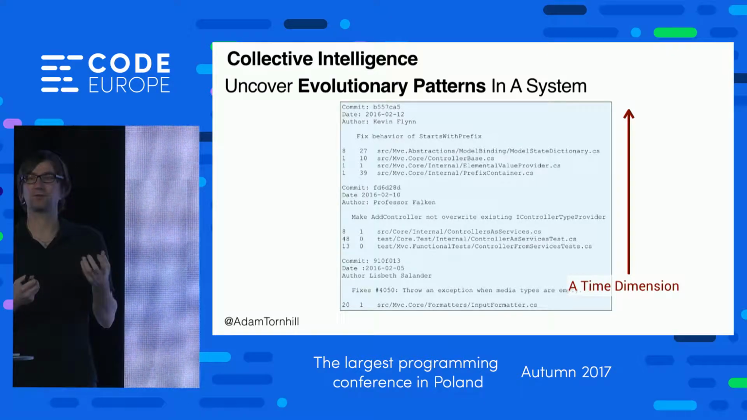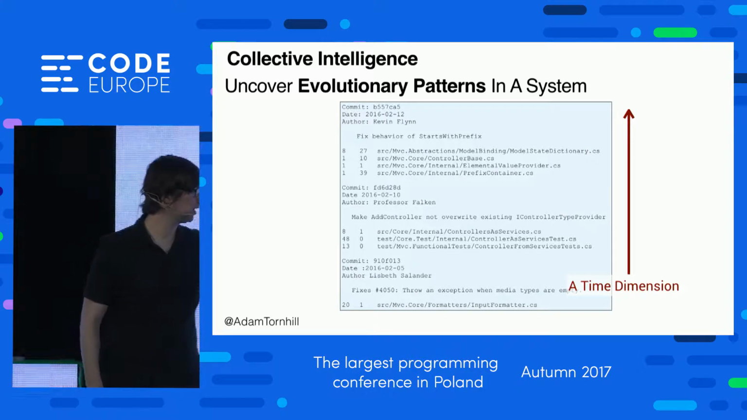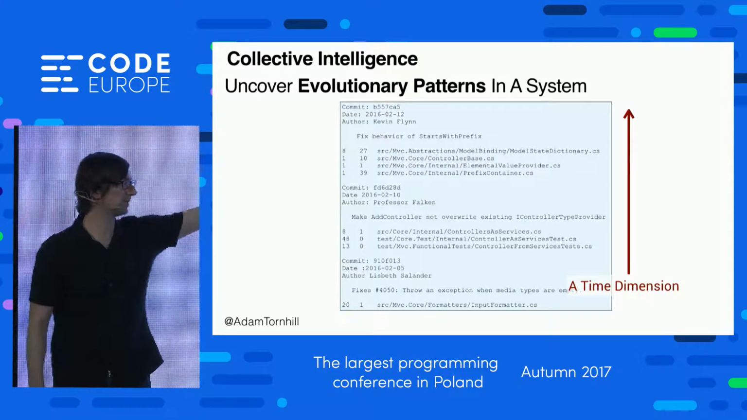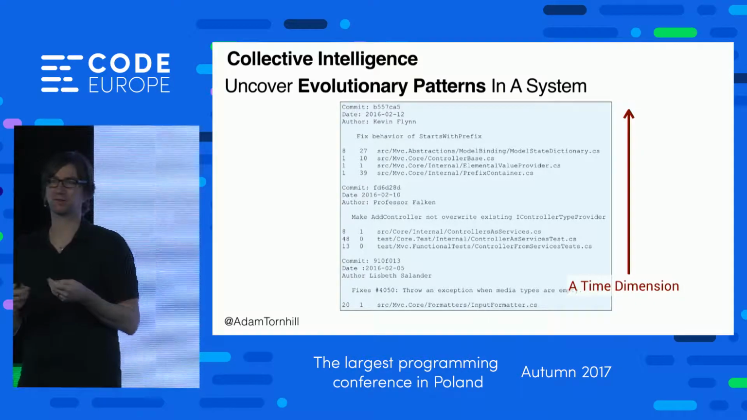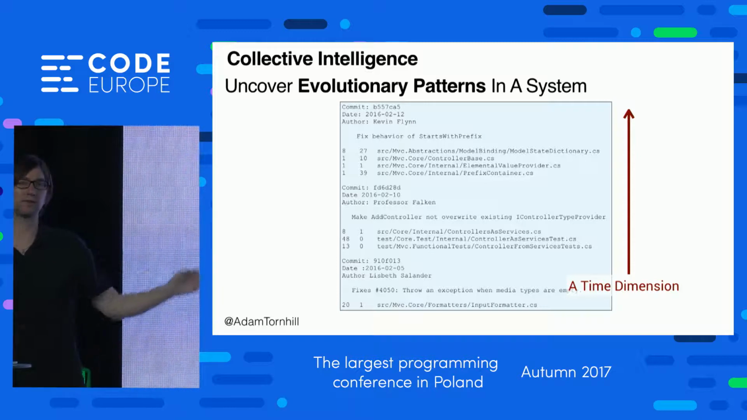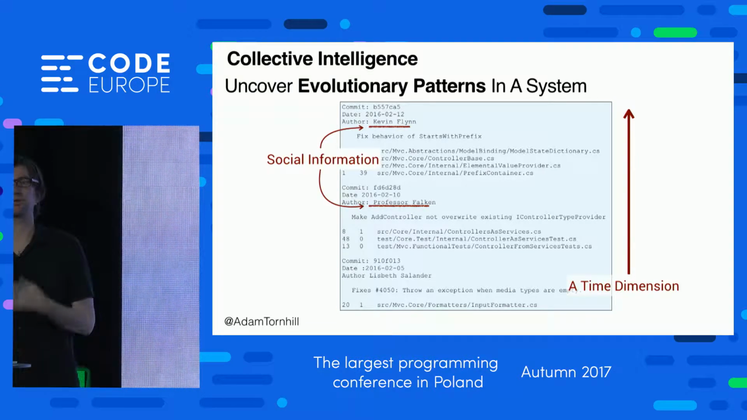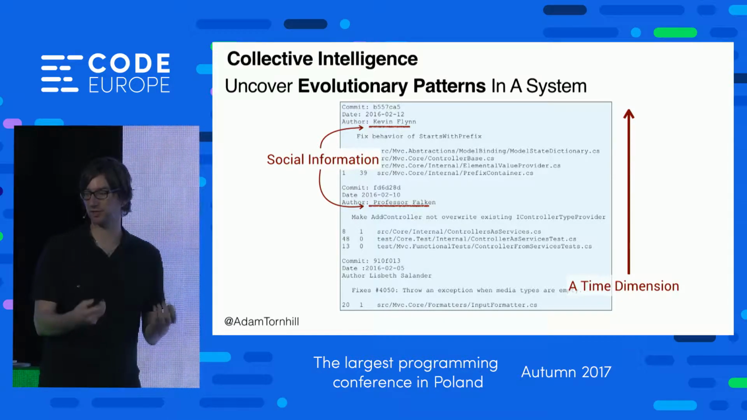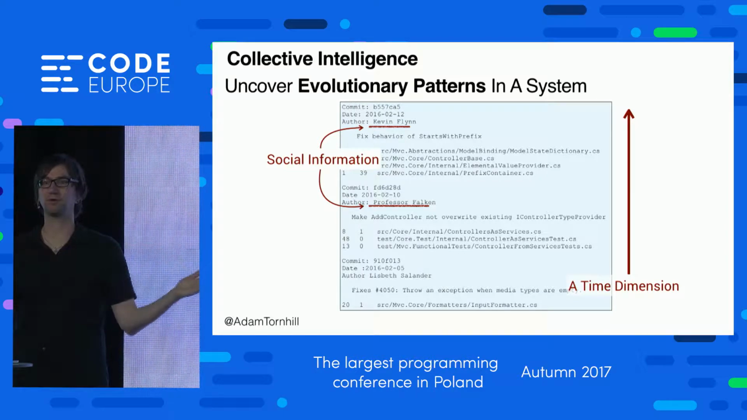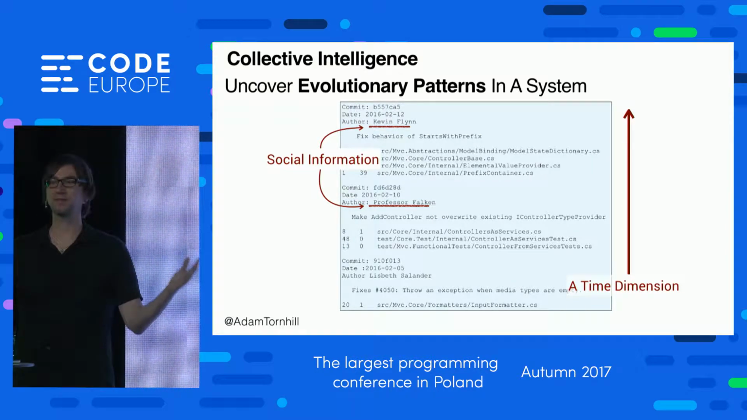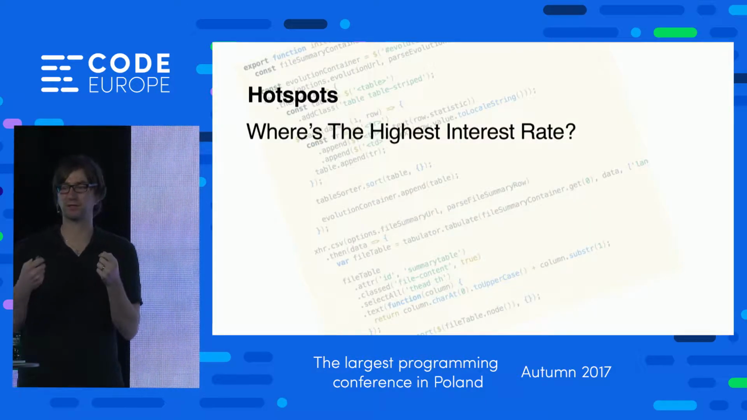Version control data is an informational goldmine. Not only does it know exactly when each change to the system took place, which gives us a time dimension and lets us calculate a lot of interesting things and statistics, it also knows exactly who did each change. So that means version control data is actually social information. So let's see what kind of value we can pull out of our version control systems. Let's embrace version control data, and let's see how it helps us identify code with the highest interest rate.